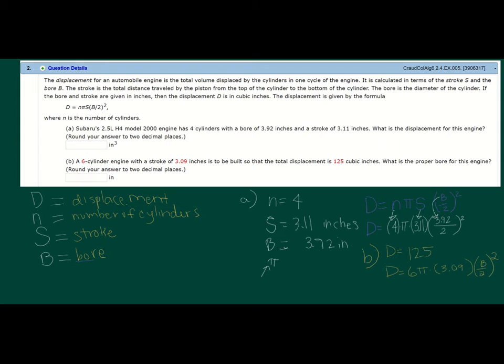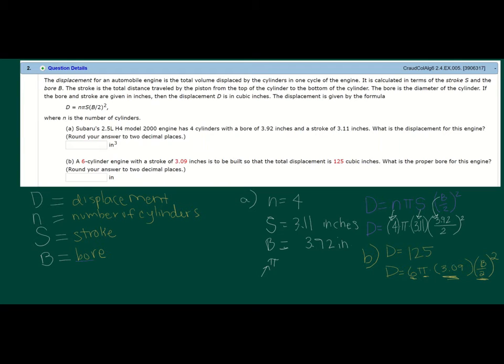I really wanted to work part B with you because it's trickier than it seems. We are told how many cylinders the engine in question has. We were told that it has 6 cylinders. I'm just filling that in directly into the formula. N times pi times the value for s. We're told the stroke is 3.09. But look what's left. I do not know what B is equal to. I don't know the bore of this engine.